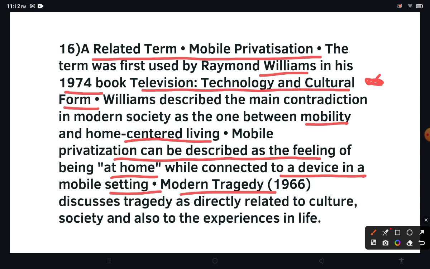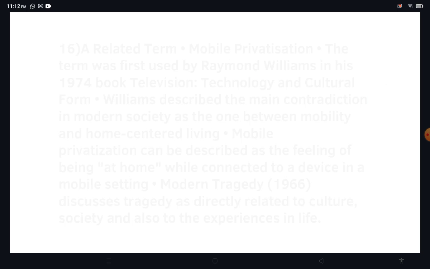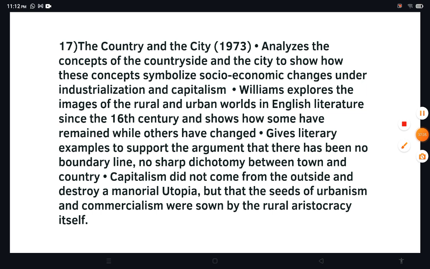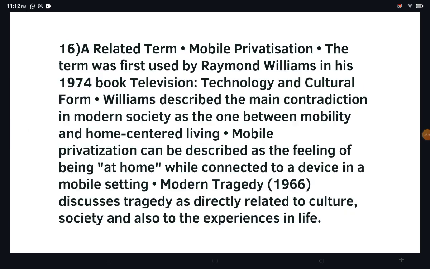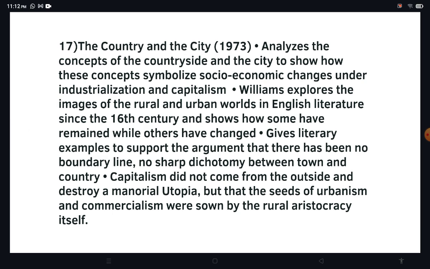Then Modern Tragedy, which was published in 1966, discussed tragedy as directly related to culture, society, and experience in life. Then the next work is The Country and the City, which was published in 1973, his most important work, which analyzed the concept of countryside and cities.